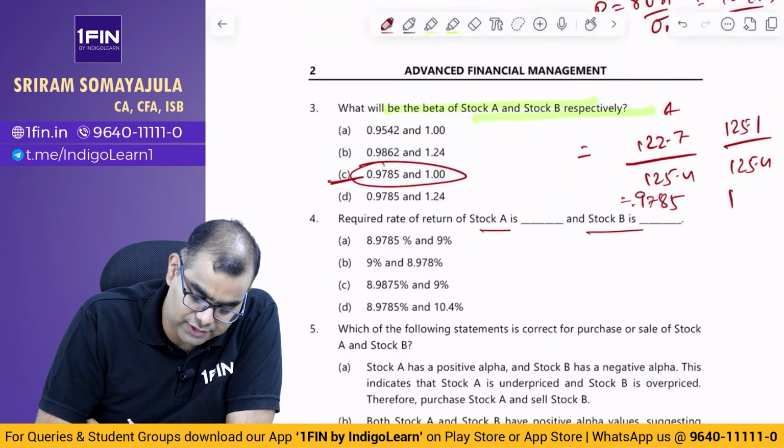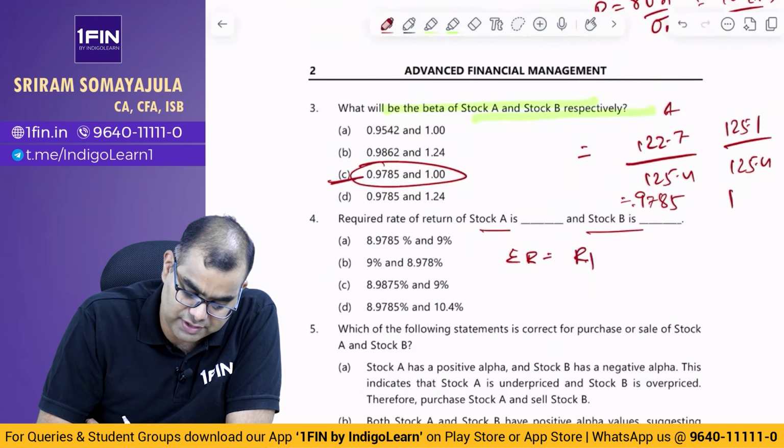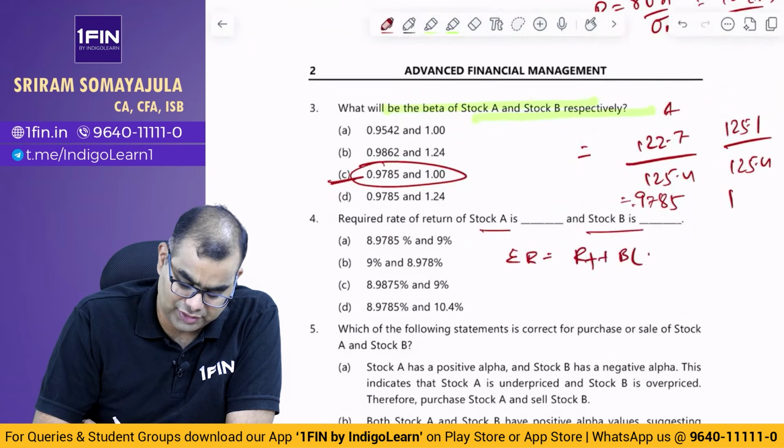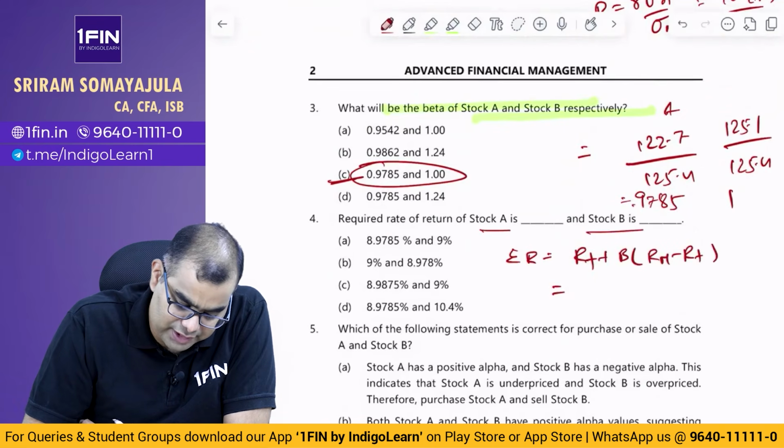Next, required rate of return on stock A and stock B. What is required rate of return? Expected return is equal to risk-free plus beta into return of the market minus risk-free. Let me do this for stock B, because for stock B, most of them have independent values, so it will be easier to check.